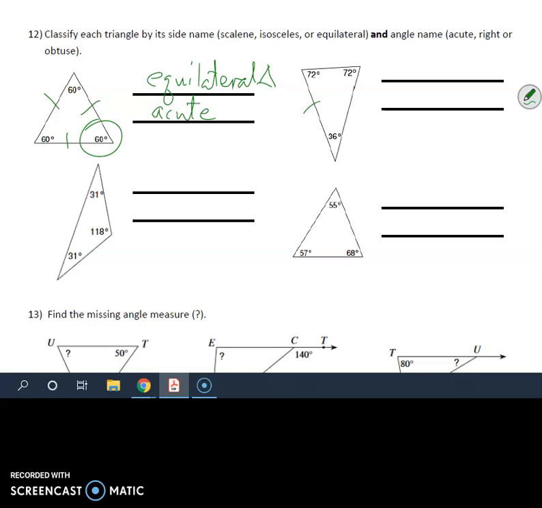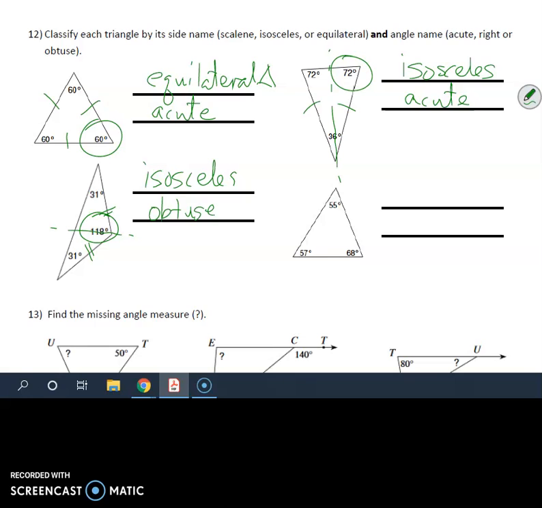The next triangle, we have two equal angles, which means there's two equal sides. And basically, we must split the triangle this way, the 72's on top of each other. The triangle again is isosceles, and the biggest angle is acute. So this is an isosceles acute triangle. Next triangle, we have two 31-degree angles, so we kind of divide it this way to get that line of symmetry. So it is an isosceles triangle again. We have two equal sides. We know that because we have two equal angles. And the biggest angle is 118, so the triangle is obtuse. So this is an isosceles obtuse triangle.